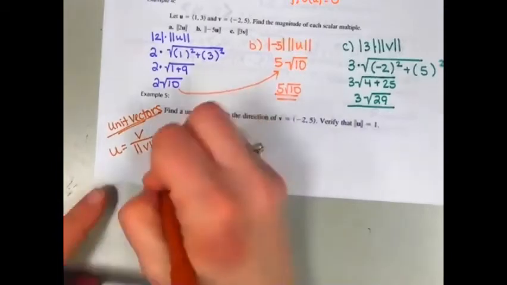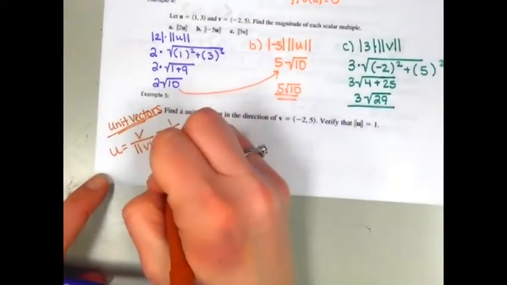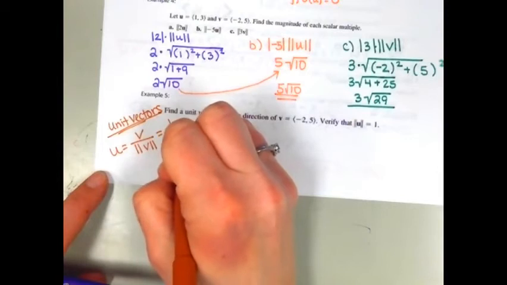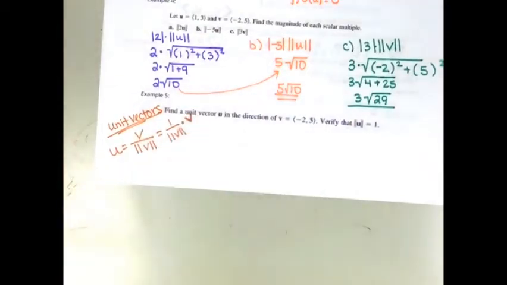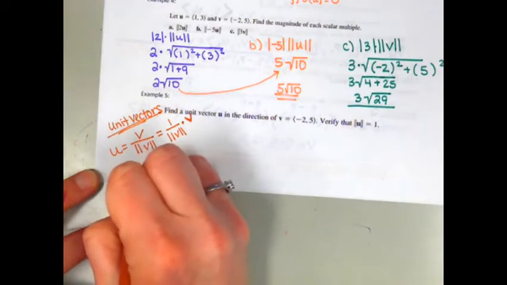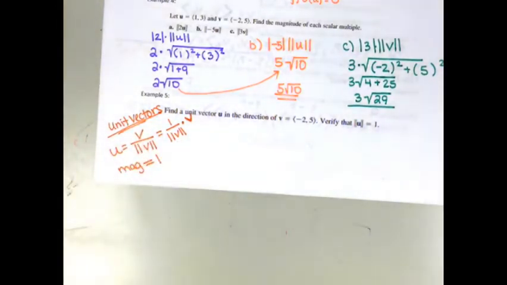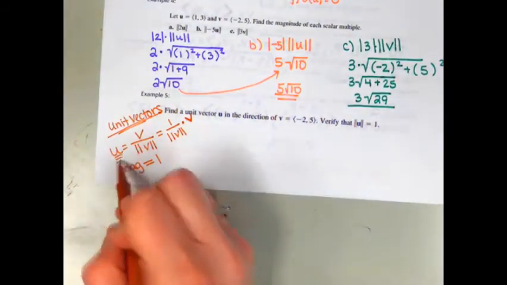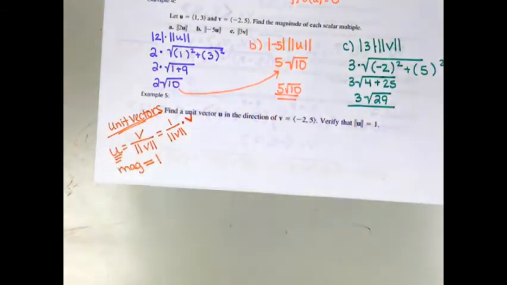Which then is equal to actually 1 over the magnitude of v times vector v, right? Aren't those equal to each other? Yeah, okay. Now, what this will get to us, okay, unit vectors, their magnitude is always equal to 1. So once we get our unit vector, if we go to find the magnitude of it, it should equal what? 1. If it doesn't, then you did something wrong on your unit vector, okay?